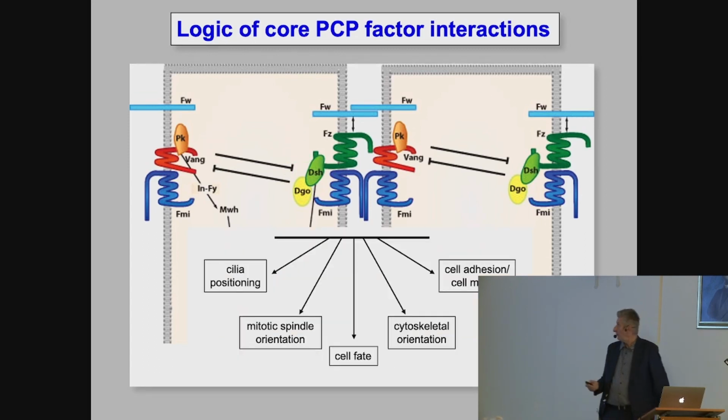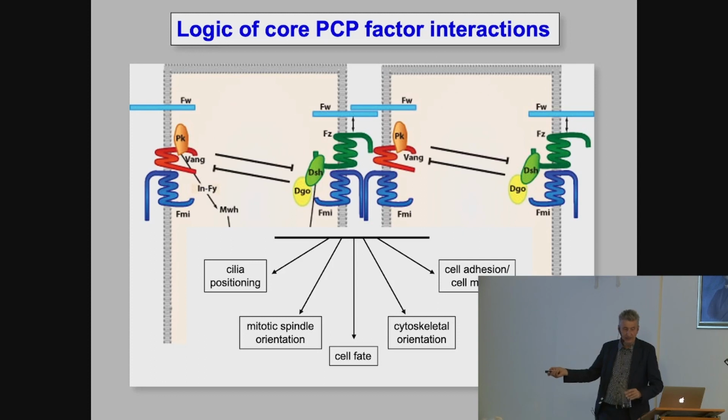Okay. So for the next part, I'll try to focus on the conundrum a lot of people are facing working on PCP, that depending on the tissue you look at, you end up looking at different things biologically. So PCP can regulate cell fate by the nuclear signaling to Jun and Fos, which is important, for example, in the fly eye, where you specify different photoreceptors.